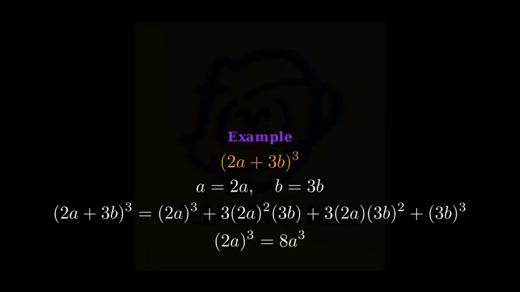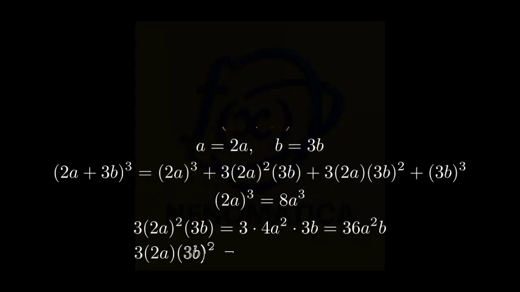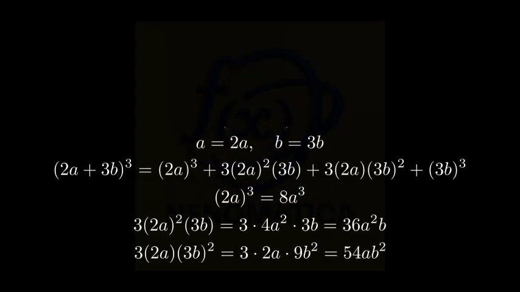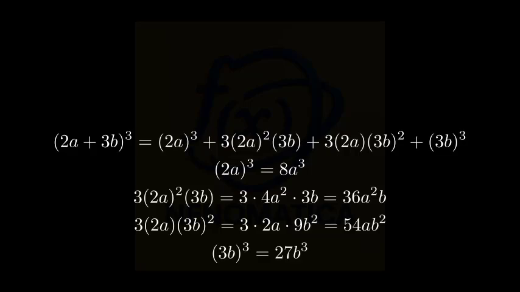The first term is (2a) cubed, which equals 8a cubed. For the second term, (2a) squared is 4a squared, and we multiply this by 3b and by 3, giving us 36a squared b. For the third term, (3b) squared is 9b squared, and we multiply this by 2a and by 3, giving us 54ab squared. Finally, the fourth term is (3b) cubed, which equals 27b cubed.